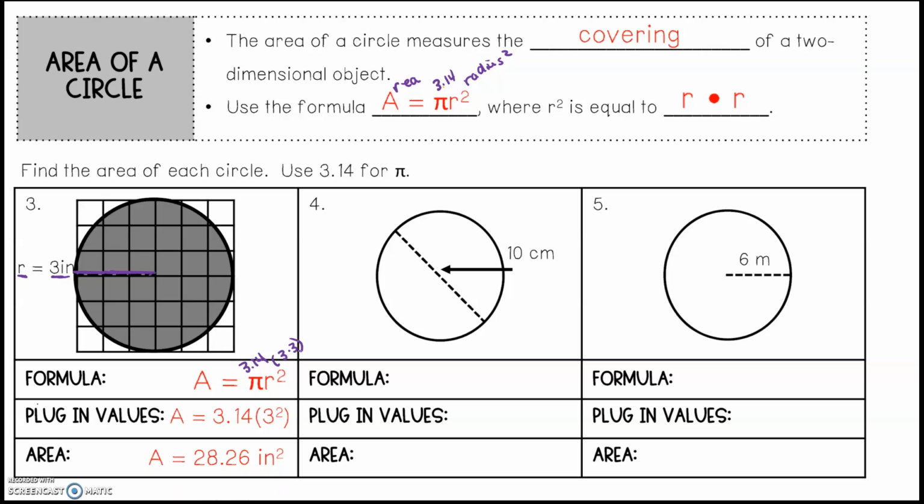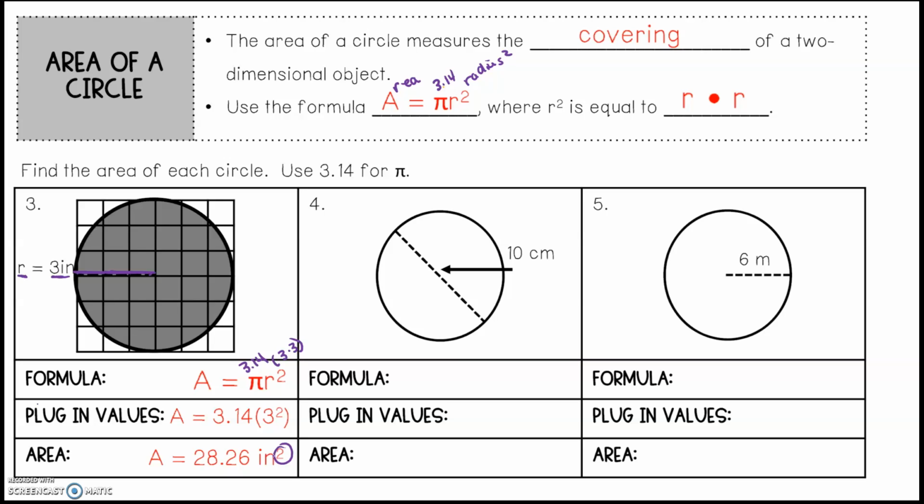So then we do the math. 3.14 times 3 times 3 gives us 28.26 inches squared. Area is always in square units. We're talking about a length and a width, 2 dimensions.